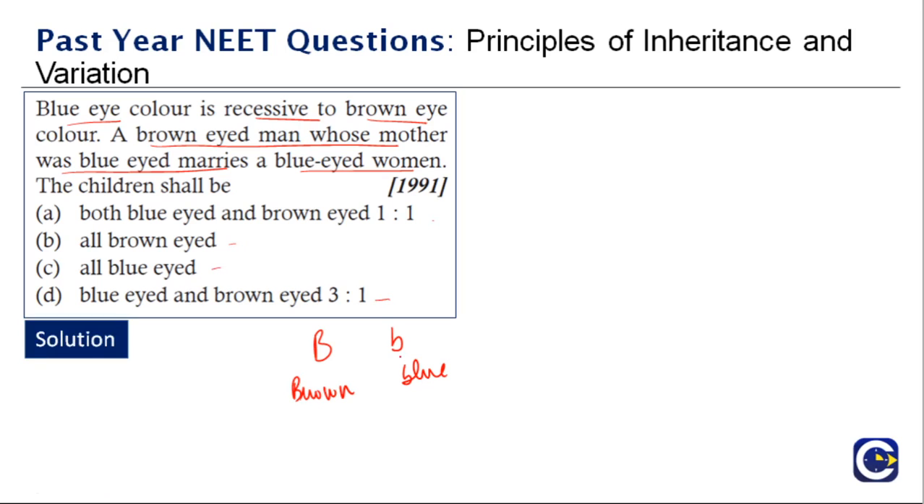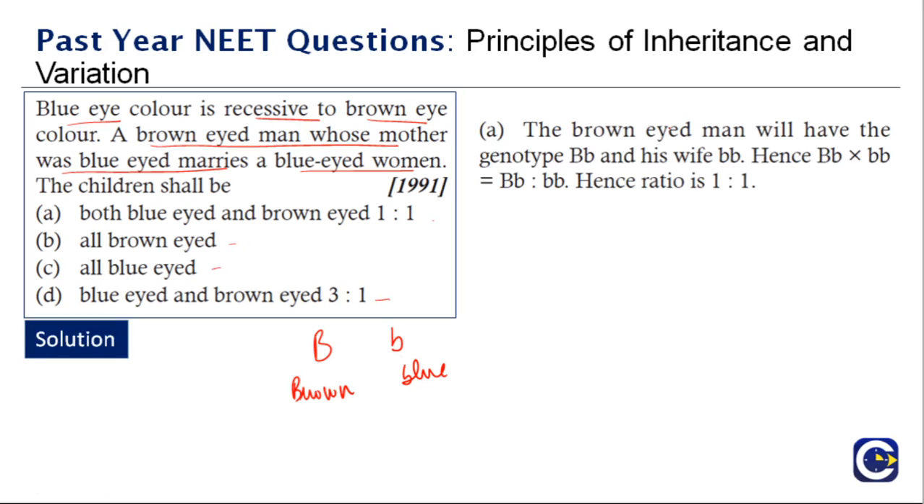So what is the correct thing to do for such a question? To write it down. The brown-eyed man will have this genotype, since his mother was blue-eyed. The blue-eyed woman will be this, because blue is recessive. When the heterozygous marries the homozygous and you do the cross, the ratio is 1:1 of brown and blue. So the right answer is both blue-eyed and brown-eyed in the ratio of 1:1. So the right option is A.